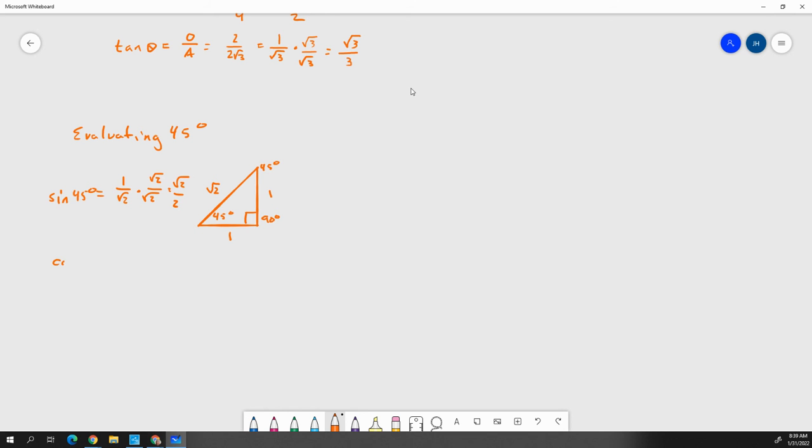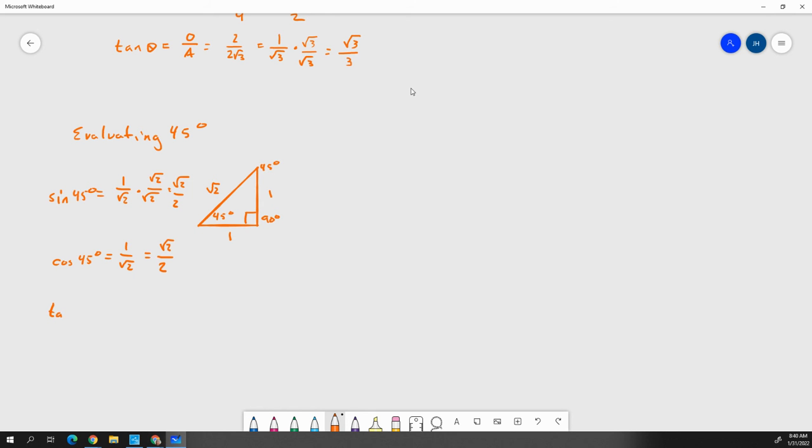If I asked you to find cosine of 45 degrees, well, think about this, right? Cosine is adjacent over hypotenuse. Well, that is still just 1 over radical 2. So we can skip the math on that and know that this is just going to equal radical 2 over 2 because we already did the math on it.